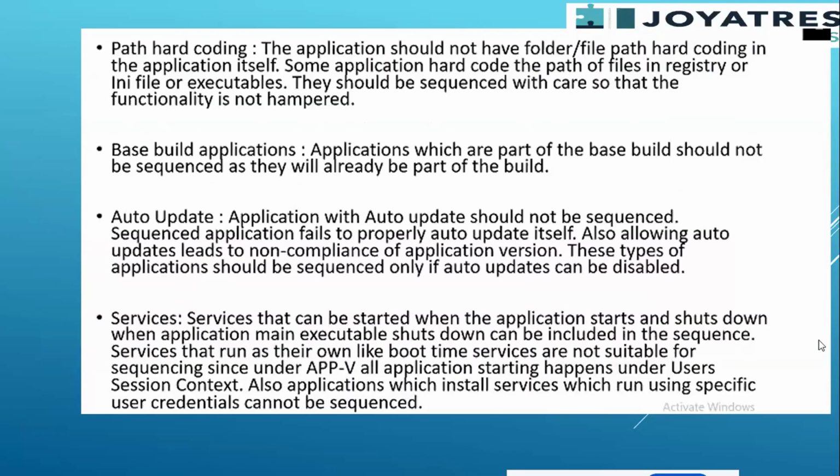Then path hard coding. The application should not have folder or file path hard coding in the application itself. Some applications hard code the path of files in the registry, ini files or executables. They should be sequenced with care so that the functionality is not hampered. Path hard coding means that the same application, if it is installed into your system, is going to install some files with a different name.